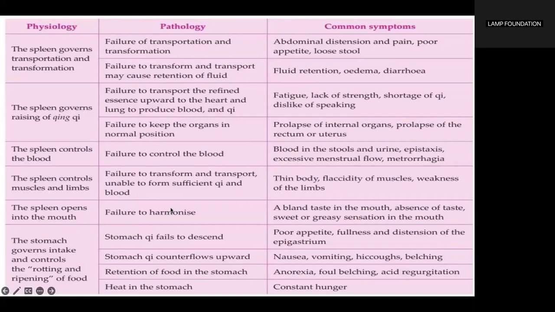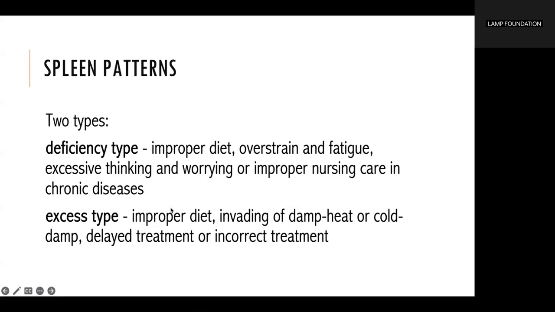The stomach receives food and the stomach qi should descend. But if the function of the stomach is impaired, stomach qi will go upward and lead to counterflow of stomach qi. The common symptoms for stomach dysfunction are epigastric distension or epigastric pain, nausea, vomiting, belching, hiccups, and acid regurgitation.